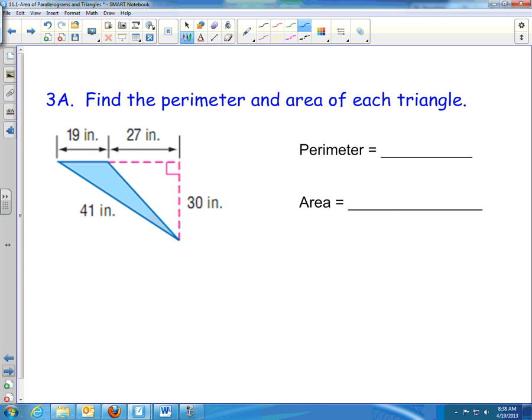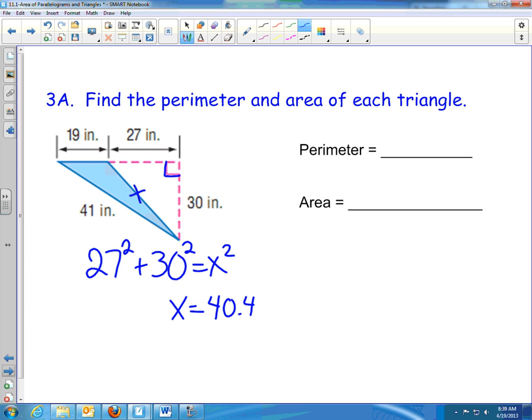When we find the perimeter and area of each triangle, we're finding it for the shaded triangle. If we look at our shaded triangle, we are missing a side here, so that won't allow us to find our perimeter. But we do notice that our dotted triangle gives us a right angle, so that's a right triangle, and we can find that missing side. 27 and 30 are our legs, and x is our hypotenuse. If we do the Pythagorean theorem, you end up with that missing side being 40.4. So we're finding the area and perimeter of the shaded figure. For our perimeter, we're going to add the shaded figure sides.